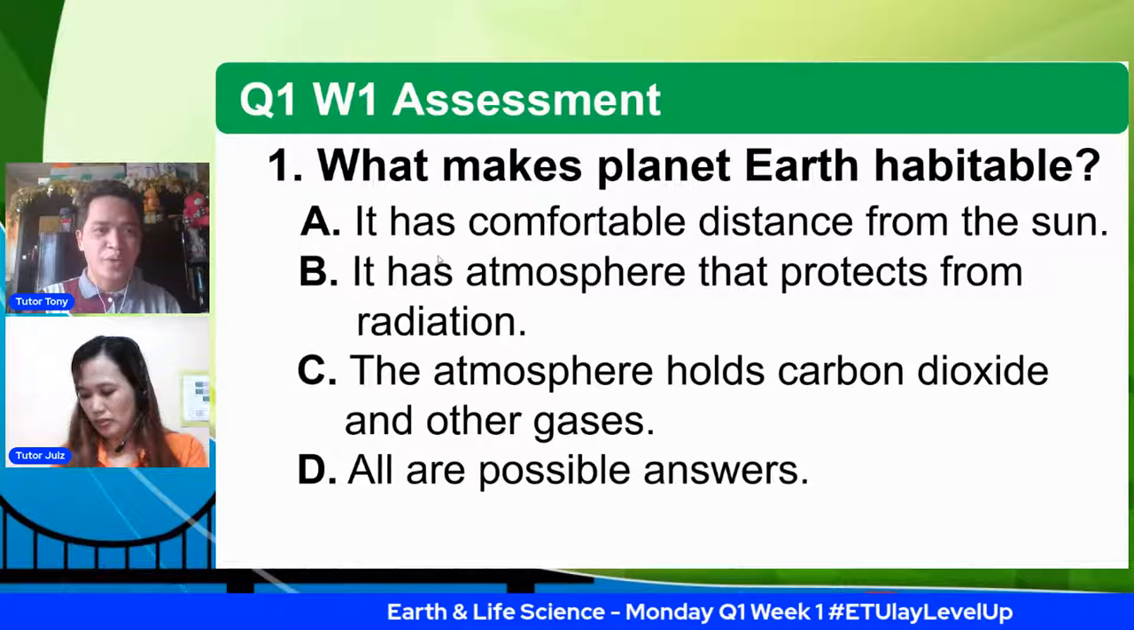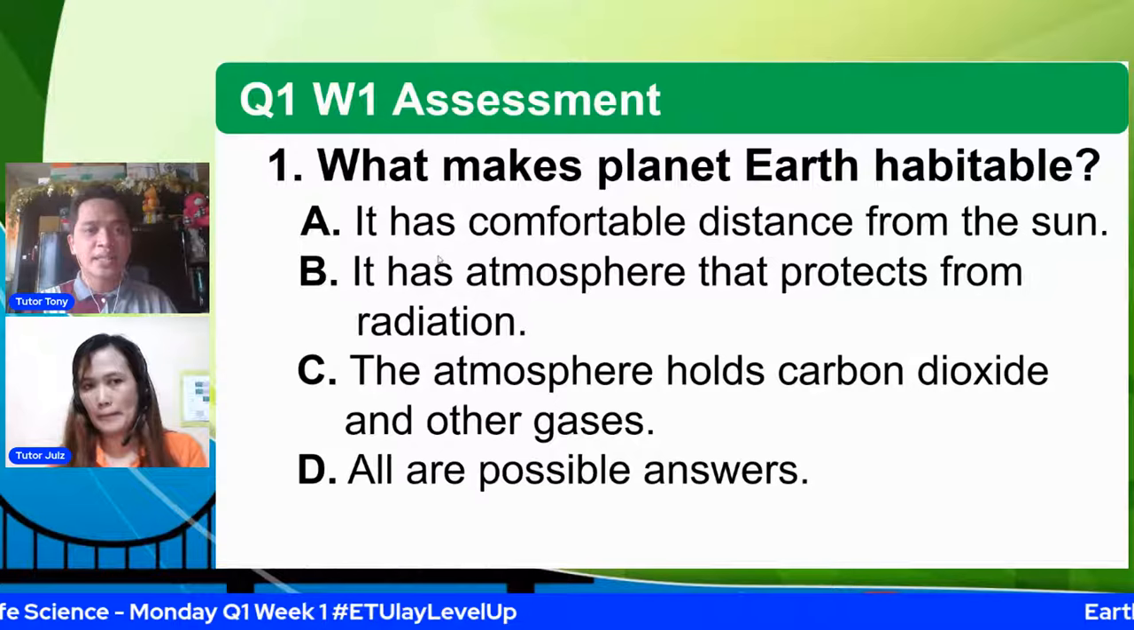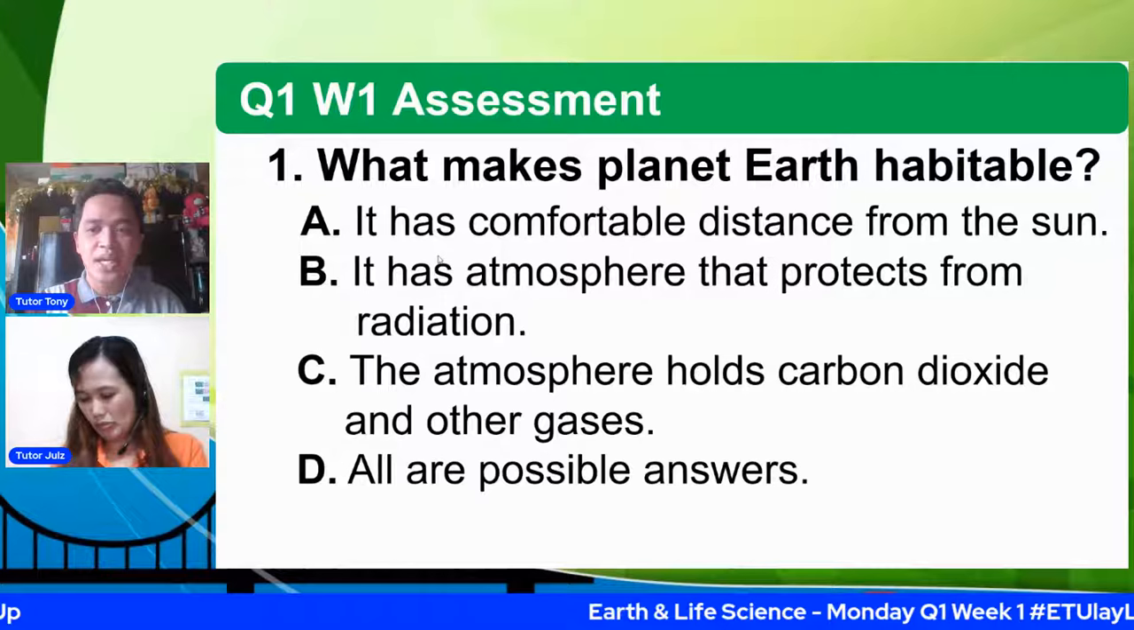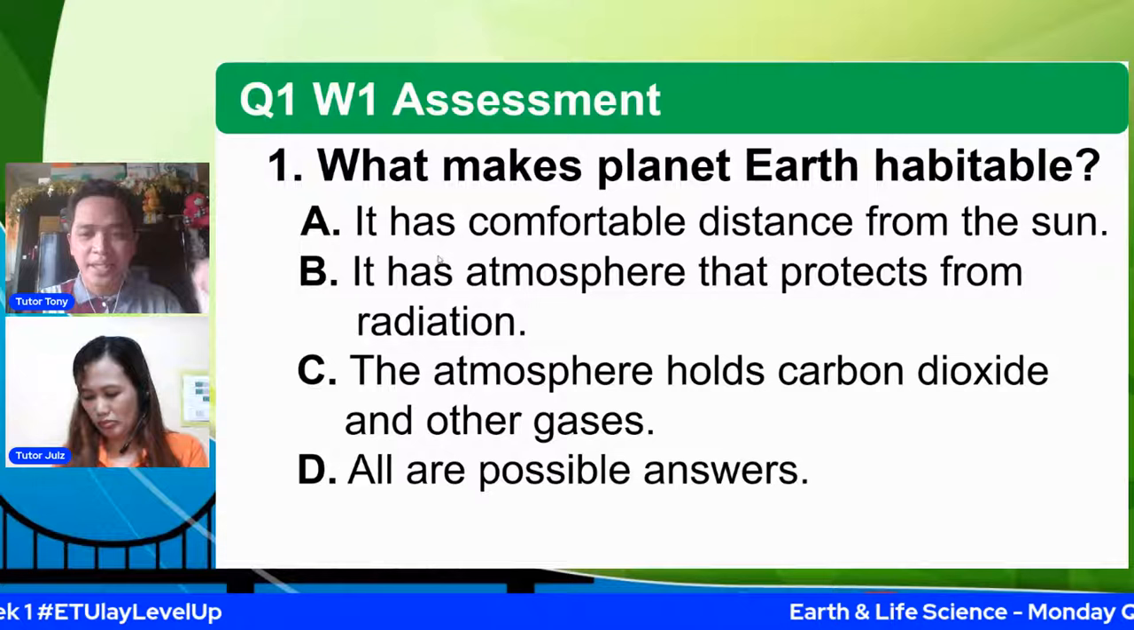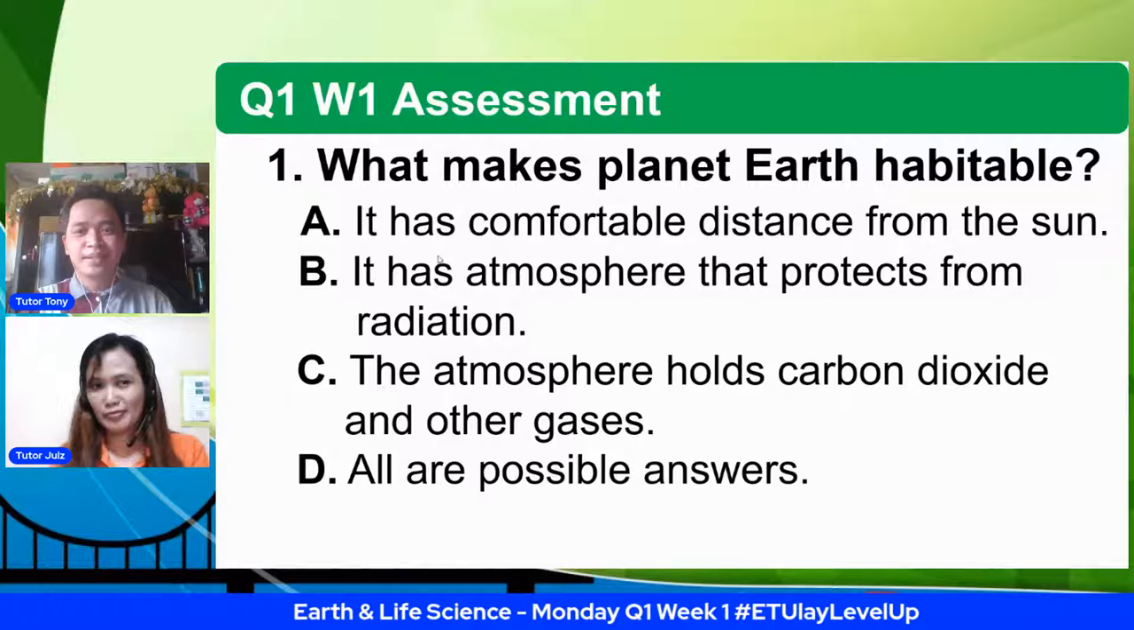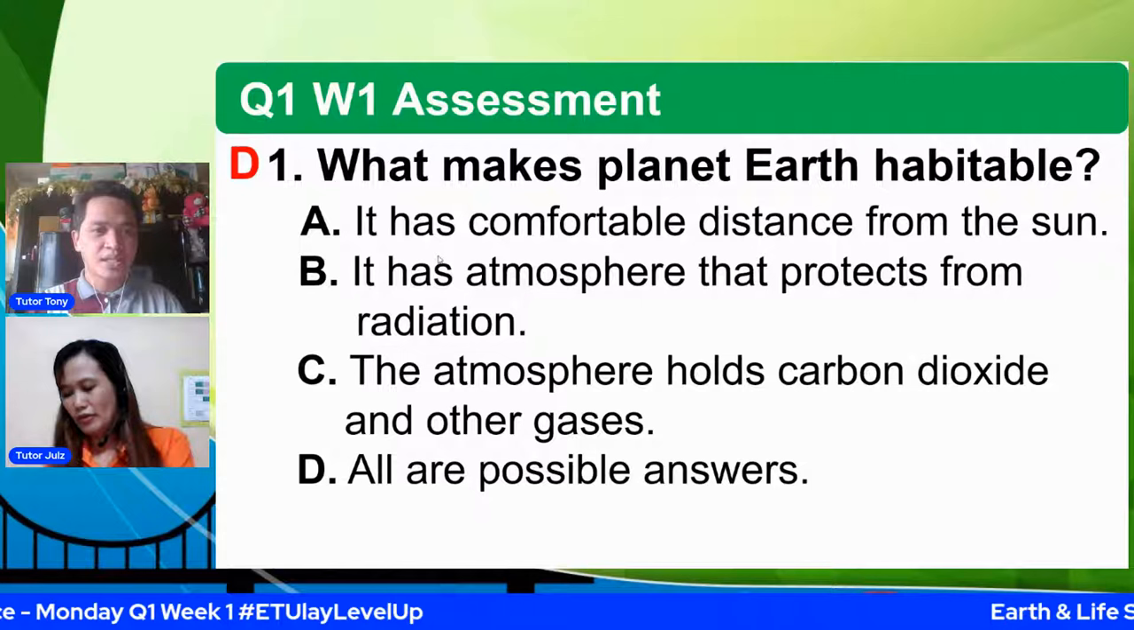So question number one again says, what makes planet Earth habitable? Recall natin: A, it has comfortable distance from the sun? B, it has atmosphere that protects from radiation? C, the atmosphere holds carbon dioxide and all other gases? Tignan mabuti, analyze ang mga choices. Or letter D, all are possible answers. Tamang sagot ni Benji Jos Diwong, letter D. So yung A, B, tsaka C, they are the factors that make the planet Earth habitable.